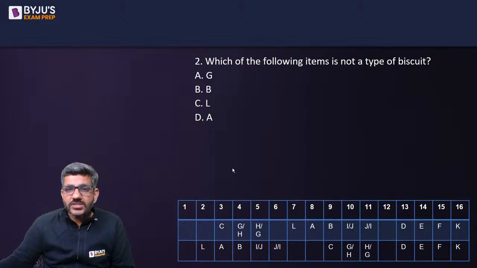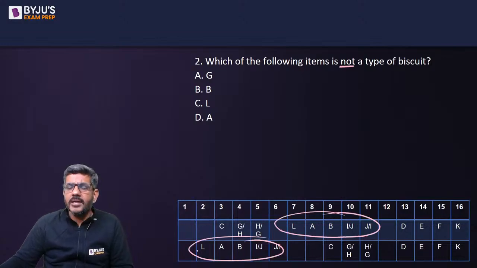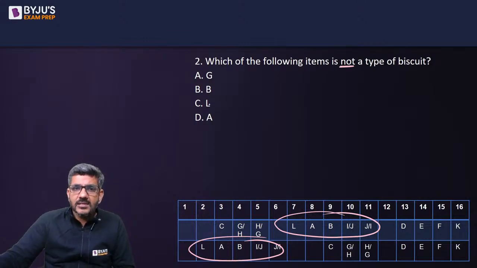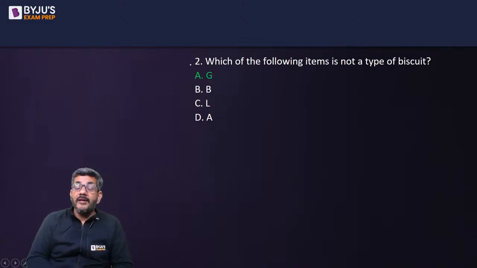Second, which of the following items is not a type of biscuit? कौन सा बिस्किट नहीं है? So biscuits are L, A, B, I, J. L is a biscuit, A is a biscuit, B is a biscuit, G is definitely not a biscuit. So the answer for second question is option A, that is G.